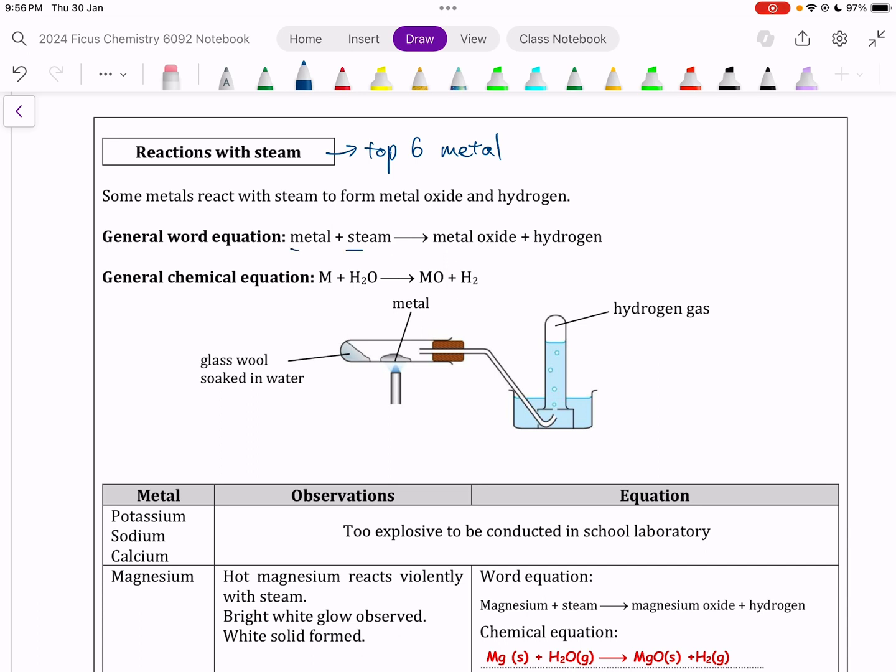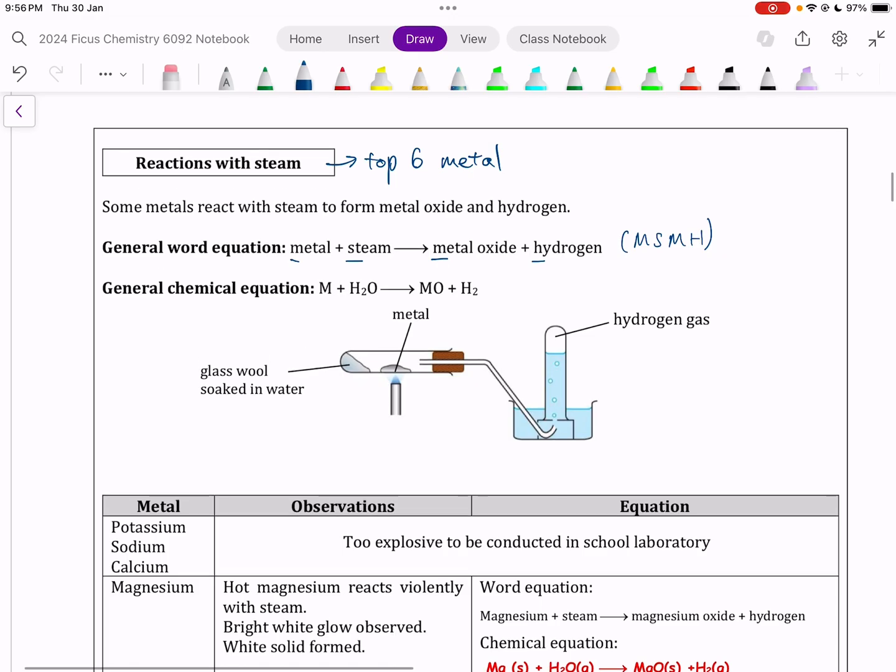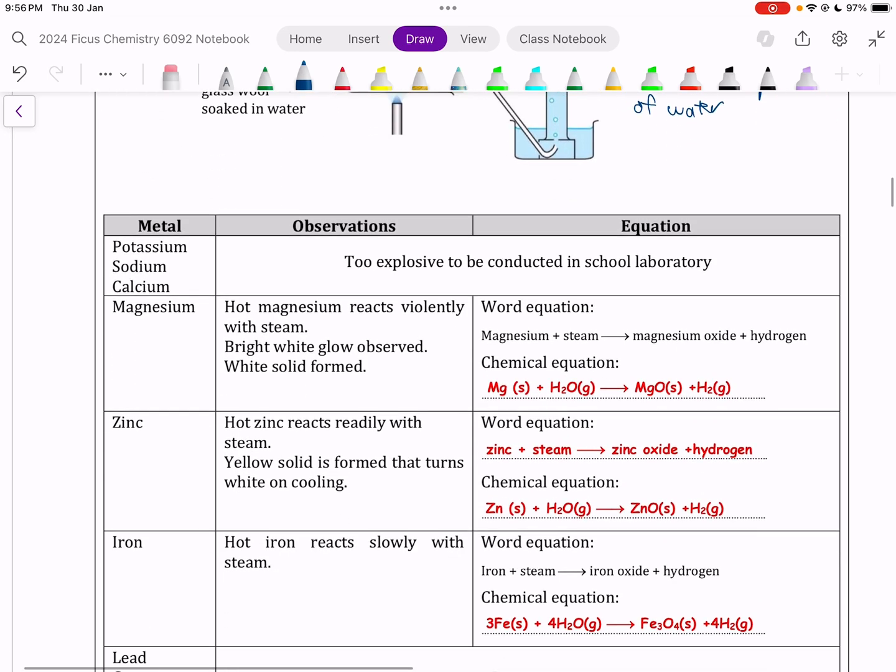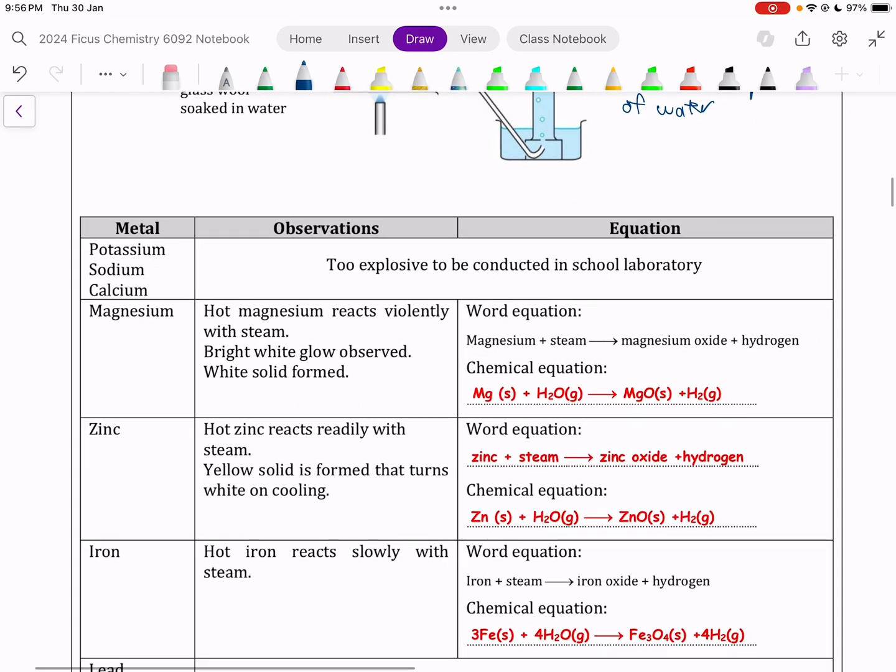So metal plus steam gives you metal oxide and hydrogen. I like to call this reaction the MSMH. You can see it's collected using this gas collection method, downward displacement of water, largely because hydrogen gas is insoluble in water. This reaction applies to those top 6 metals, from potassium all the way to iron.